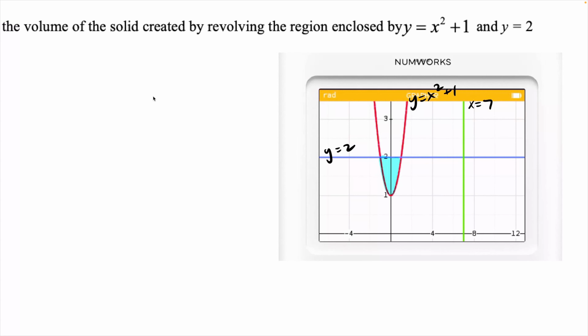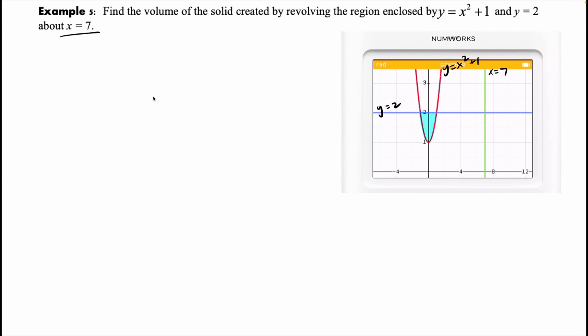So it's revolving around this guy. And this guy is a vertical line, right? This guy's a vertical line. So that's when you have a vertical axis of revolution. So this is a dy problem. Okay, that's how you know if it's a dy problem. So if I had one of those 3D machines or 3D videos, it would be going around the green. Okay, the green would be the axis of revolution.